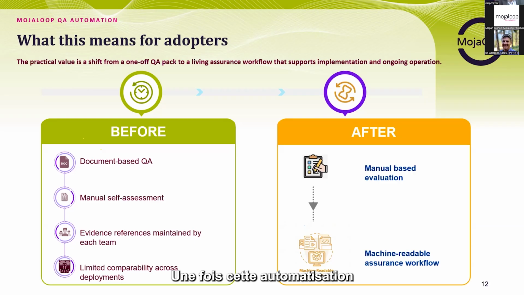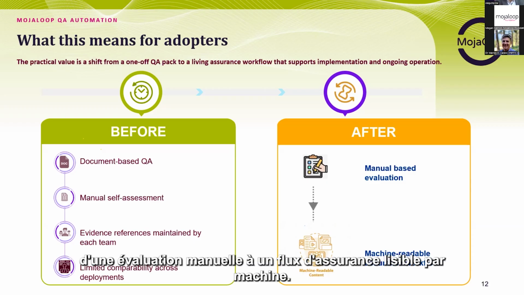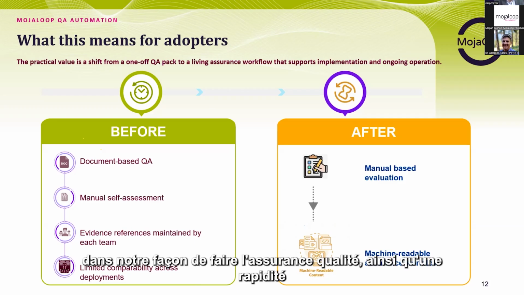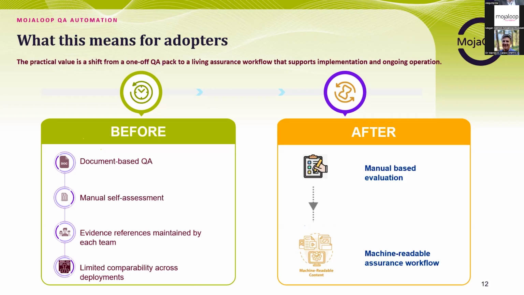Having successfully completed this automation, we will move from manual-based evaluation to a machine-readable assurance workflow, and that will ensure quite a bit of consistency in the way that we do our quality assurance, and also speed in terms of execution of the assurance of those deployments.